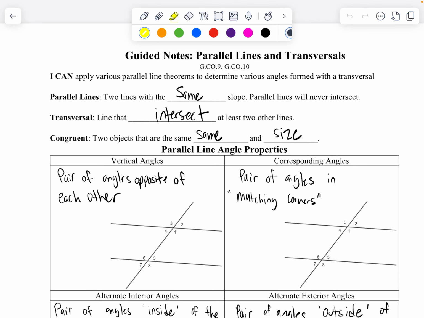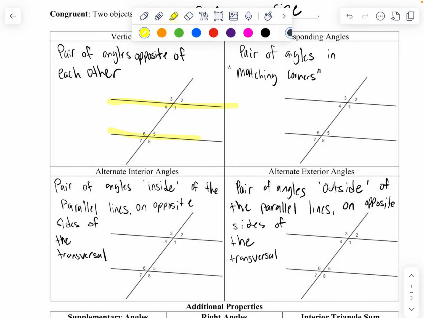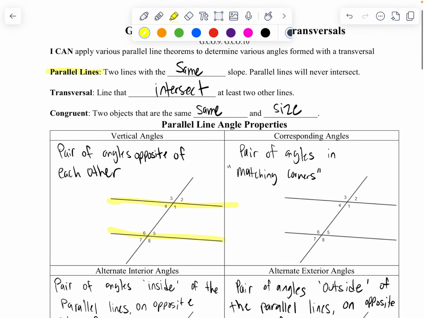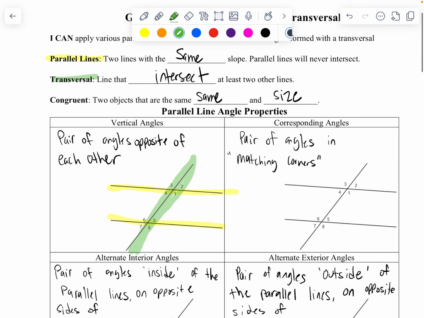So what a parallel line is, it is essentially two lines with the same slope. So these are an example of parallel lines. All right. Now the line that runs through those two parallel lines, this line that's intersecting them right there, that is what we like to call a transversal, right? Now, one last thing we'll mention, it'll be helpful, is congruency, which is two objects that are the same shape and size.